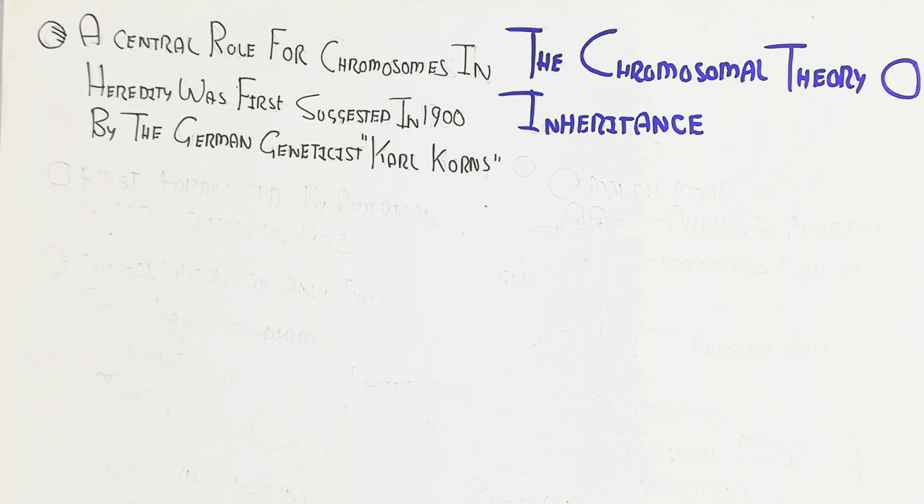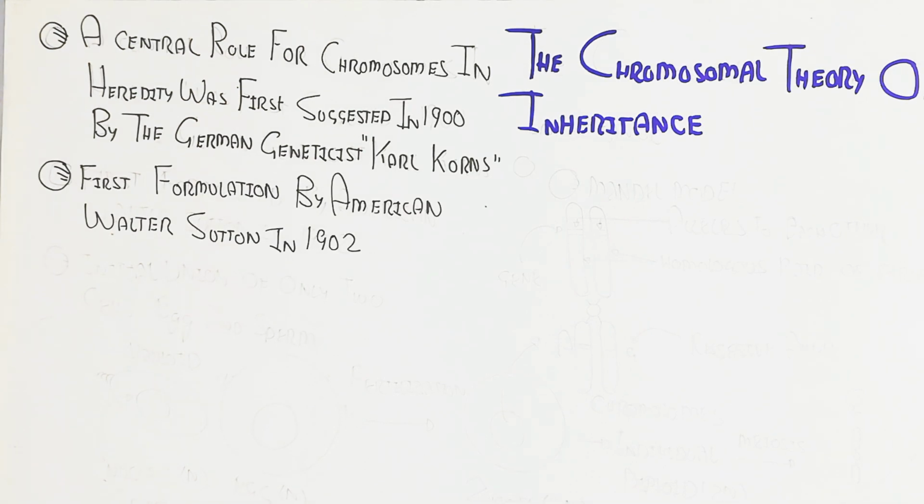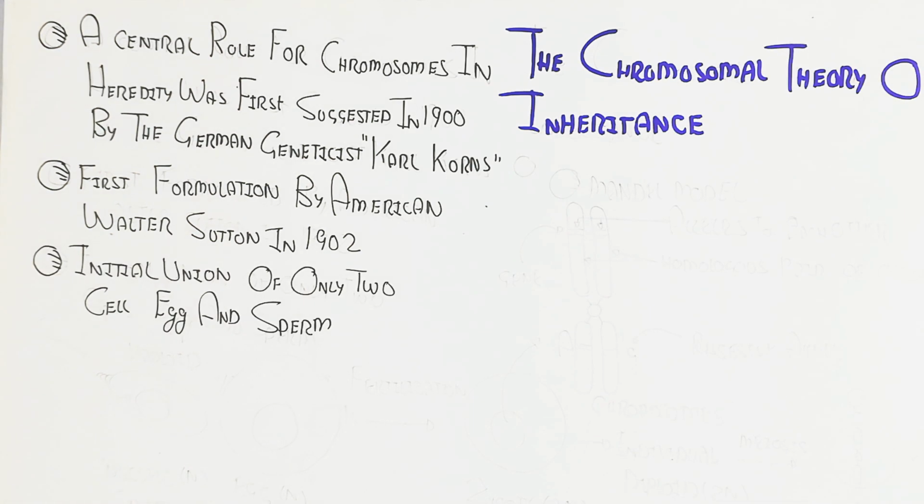1900 by the German geneticist Carl Correns. The first formulation of the chromosomal theory of inheritance was by the American Walter Sutton in 1902. Remember, in 1902, there was an initial union of only two cells, egg and sperm.